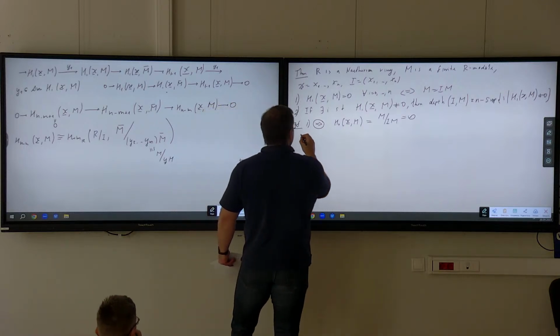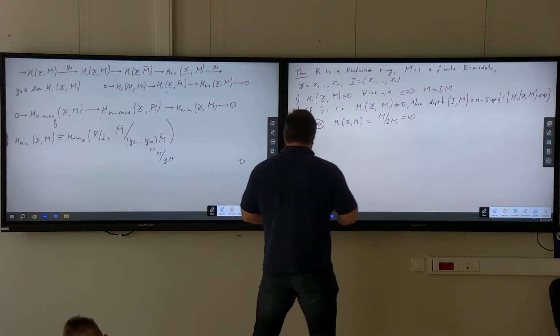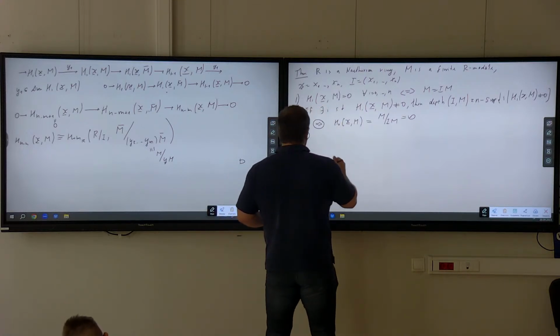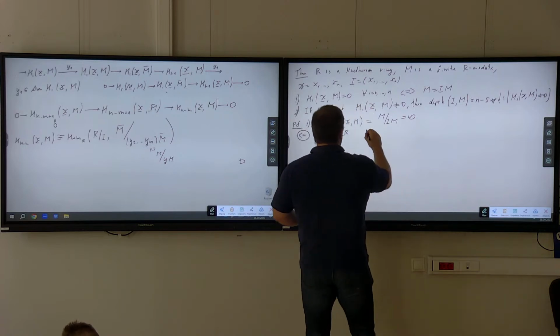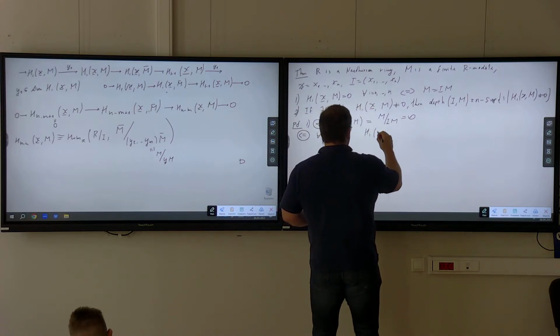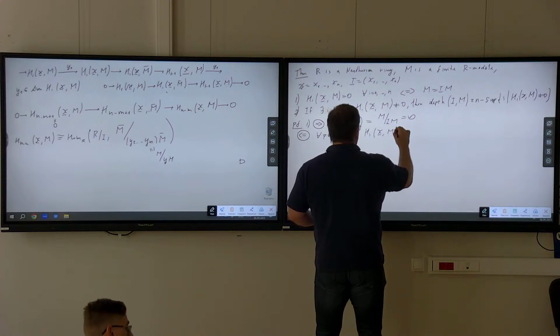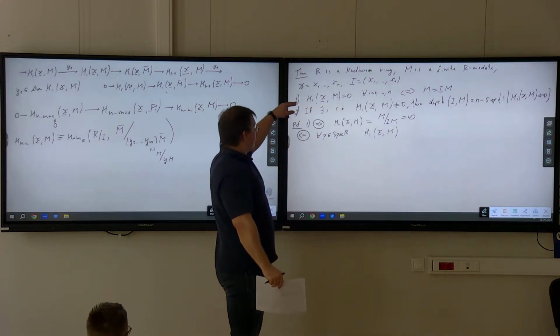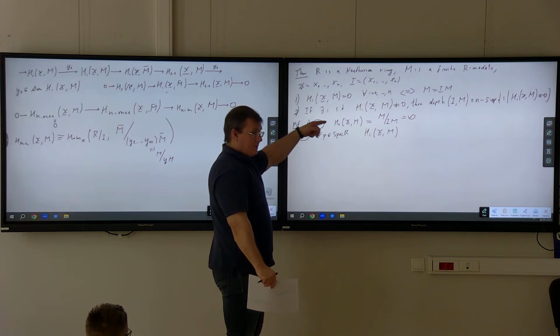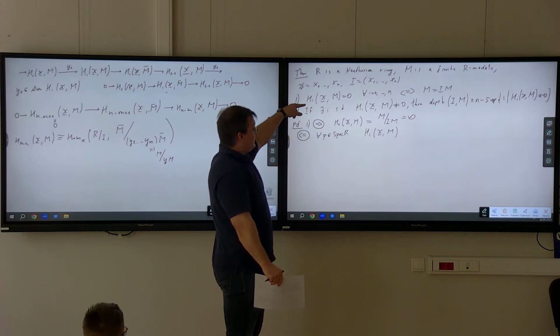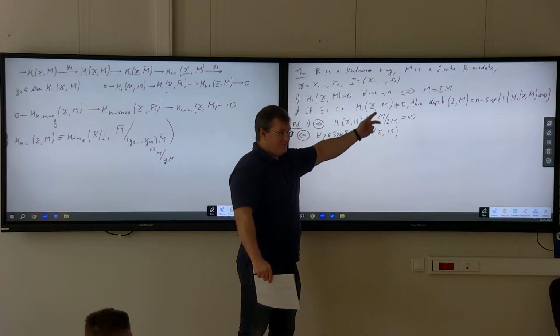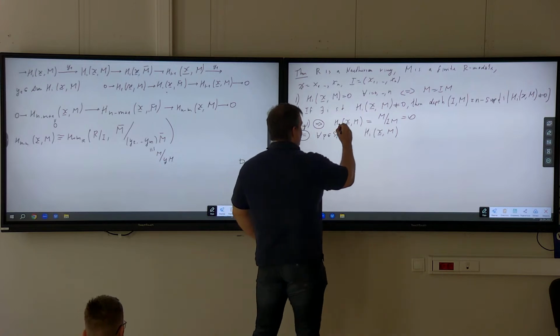Now, in the other direction... Can you explain once more how the first one came out? Well, we've only done this in one direction. If I assume this, in particular, I know that H0 is 0, but H0 is this thing. So this is H0.